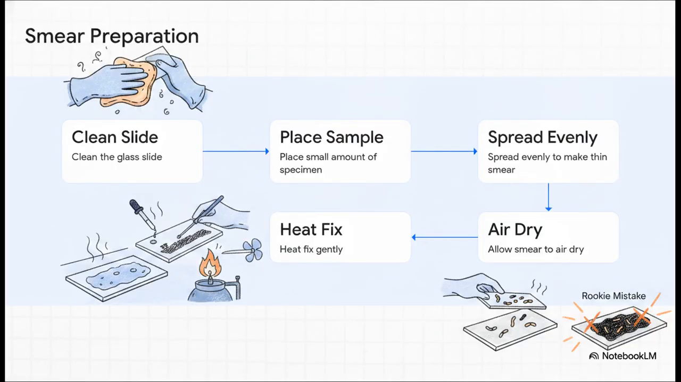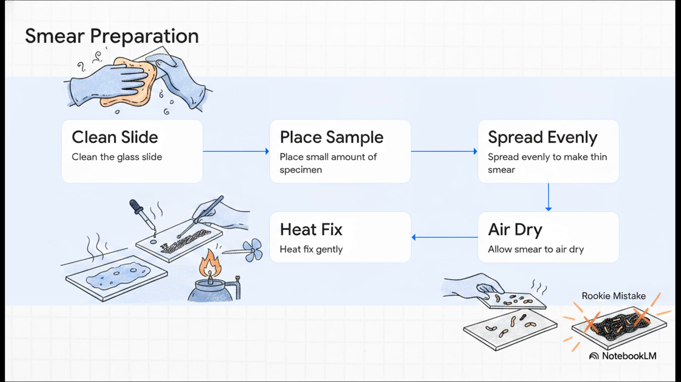So how do we actually prepare that stain smear? Well, it's a very precise physical process. Step 1. Start with a rigorously clean glass slide. Step 2. Place a small amount of the specimen right on there. Step 3. Spread it evenly to make a thin smear. Step 4. Let it air dry completely. And step 5. Heat fix it gently, usually by just passing it quickly over a flame so the bacteria actually stick to the glass.